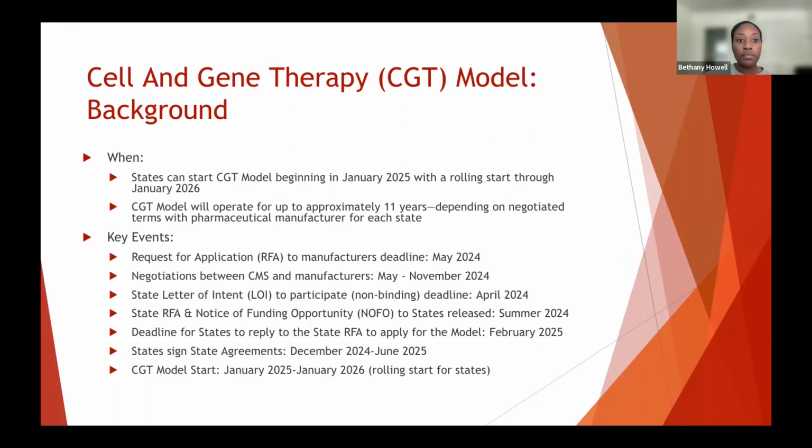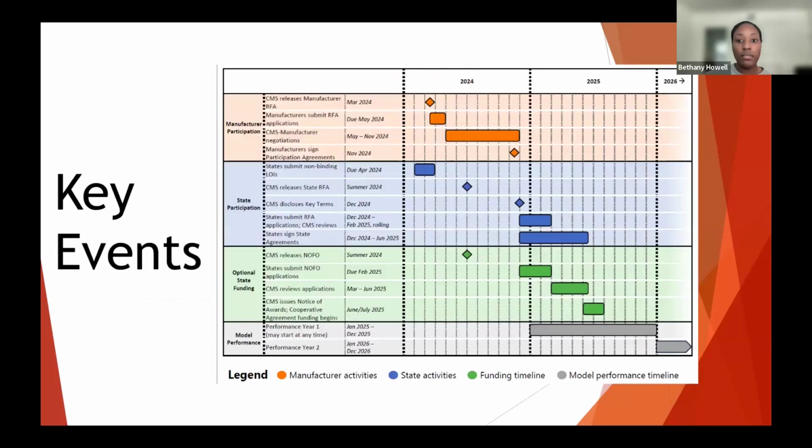Next slide. And I think we don't have a ton of time left. This is just the timeline, and it's broken down by category. So it has the deadlines for manufacturers, states, when this optional funding, so the notice of funding opportunity, will be released and the timelines for that, and then the monitoring of the model performance. And we can go ahead and move past this slide.